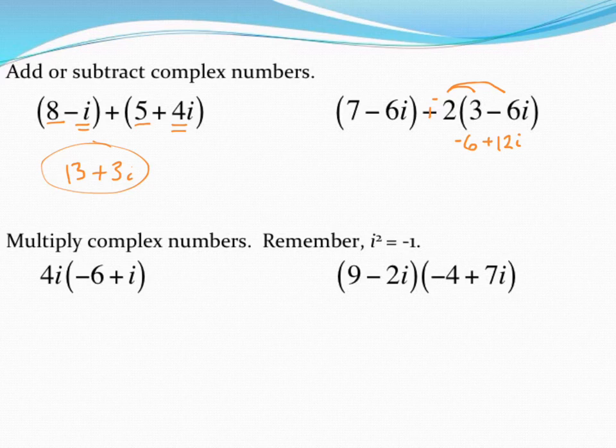Once again, adding up my like terms, my real numbers are 7 and negative 6. Those add up to 1. And my imaginary numbers are negative 6i and positive 12i, and those add up to 6i.